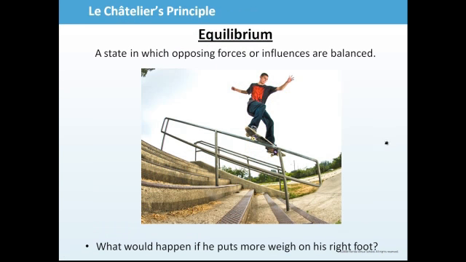So again, just real quick, equilibrium is a state in which opposing forces or influences are balanced. So if you look at the skateboarder here, the question at the bottom, what if he puts more weight on his right foot? Okay, so if he pushed down more on this side, of course we all know that's going to tip the skateboard that direction. And that's how they keep themselves balanced when they're going down the rails here, is pushing back and forth on their left foot or right foot to keep things in equilibrium. Well, reactions do the same thing, and we're going to look at some of those different scenarios.